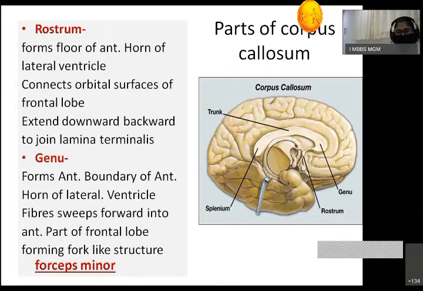Now the genu. This is the genu. It forms the anterior boundary of the anterior horn of the lateral ventricle. Some of the fibers of the genu sweep forward into the anterior part of the frontal lobe. They form a fork-like structure called the forceps minor.